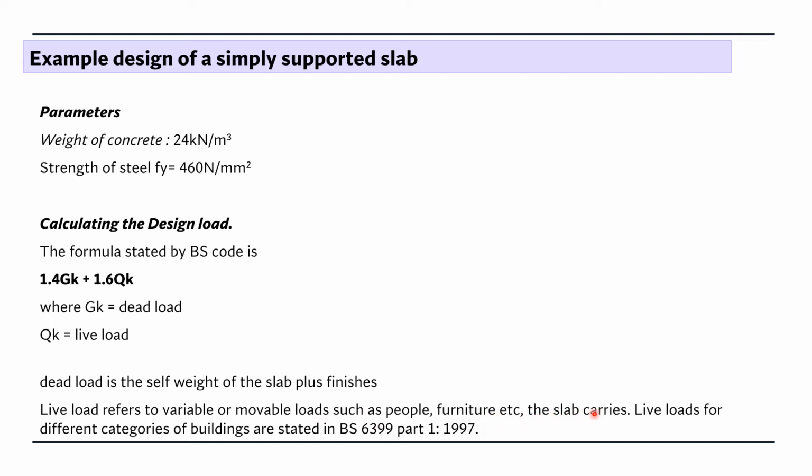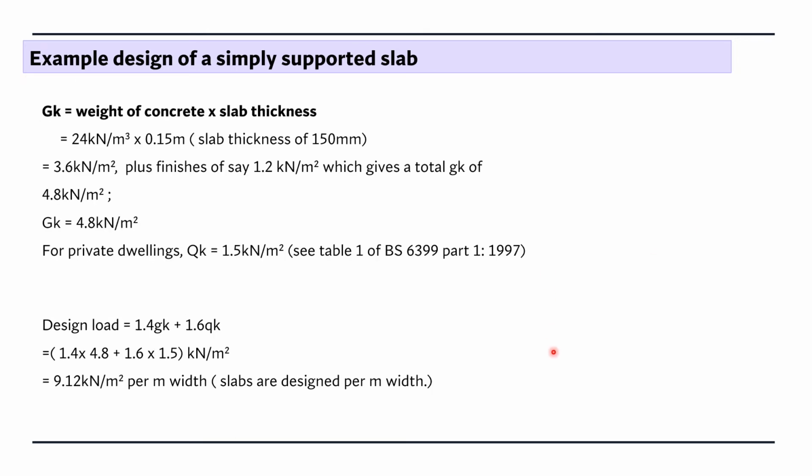The live load refers to variable or movable loads such as people, furniture, etc. that the slab carries. Live loads for different categories of building are stated in BS 6399 Part 1 1997, which is also available through a link in the video's description. GK is equal to weight of concrete times slab thickness, which is equal to 24 kN per meter cubed times 0.15.